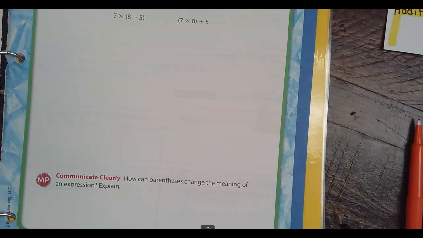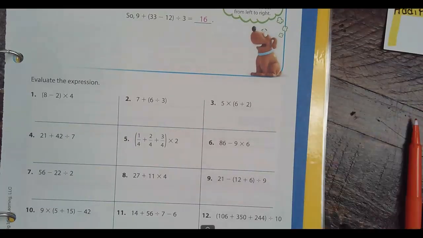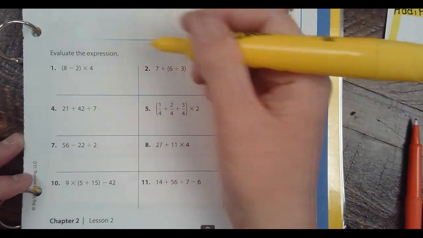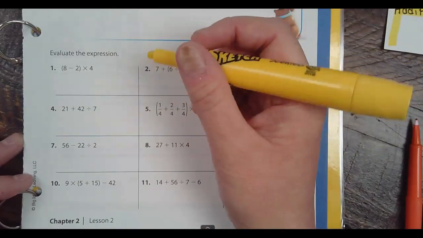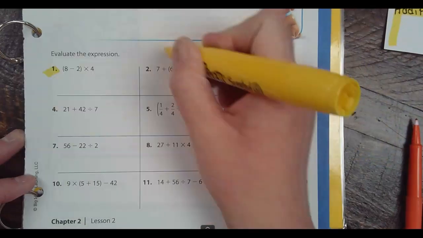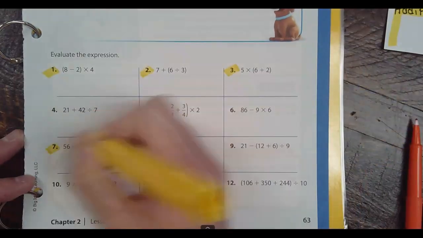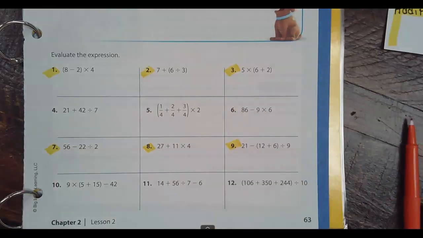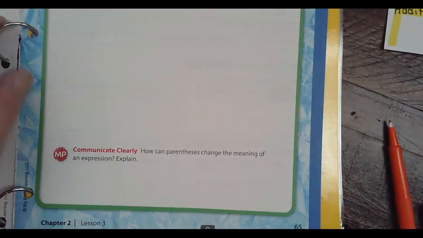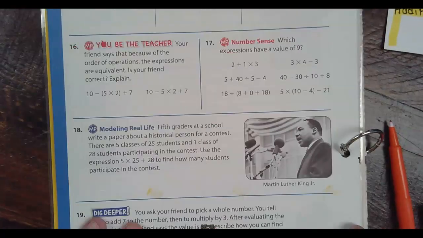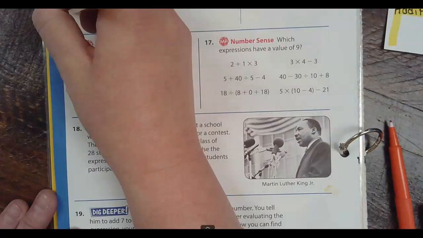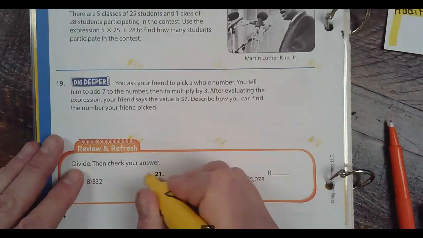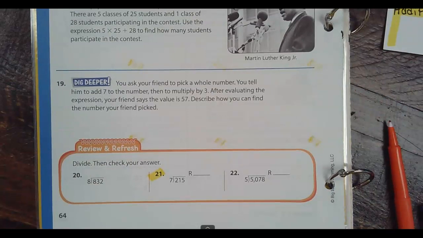Let's look at your homework. All right, this is what we're going to do. I want you to do all the steps. I'm going to do 1, 2, 3, 7, 8, 9, 13, 15, and 21. All right, we'll talk to you later. Bye.